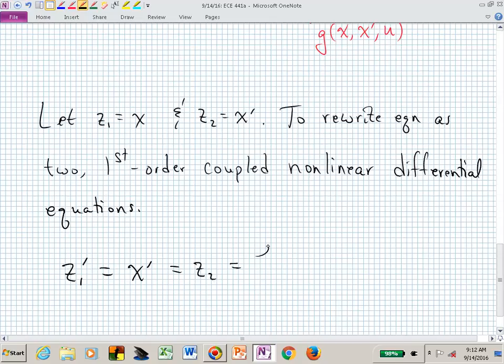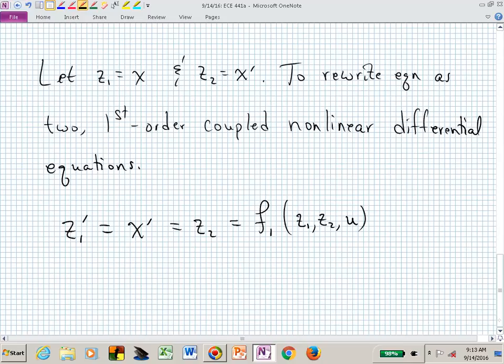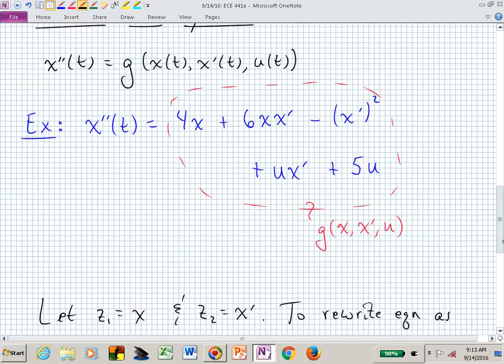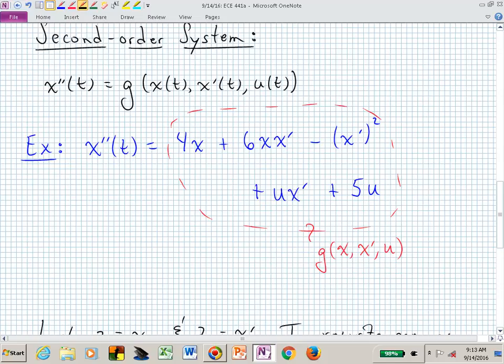And in fact, this is now our first right-hand side. This will be f sub 1, a function of z1, z sub 2, and u. That's sort of the trivial case, but sometimes you stumble on this. You go, I don't even know what I'm doing, but you're now just creating a right-hand side. The second one, the z sub 2 prime, is now x double prime, and that was what the original differential equation was equal to.